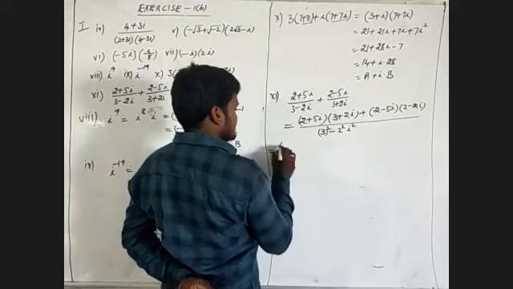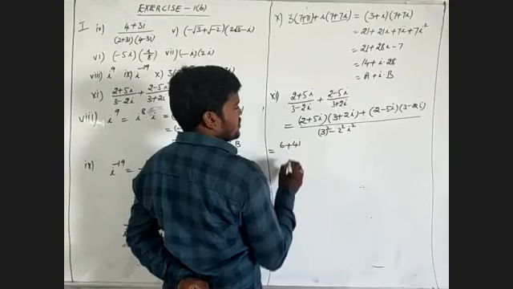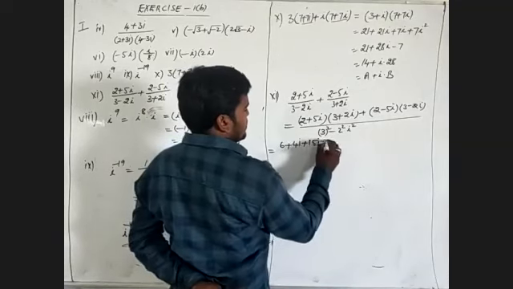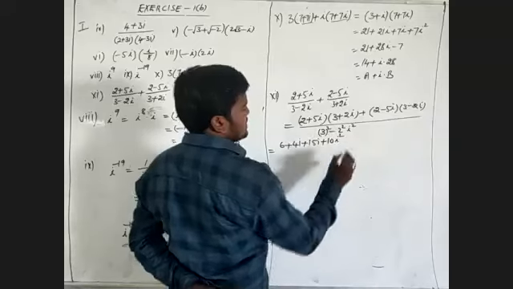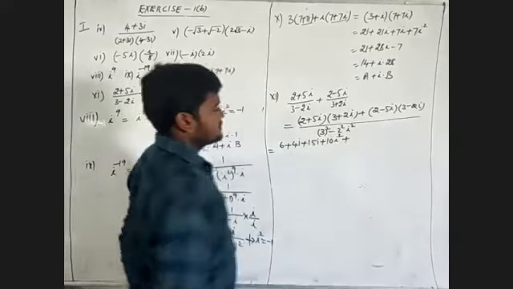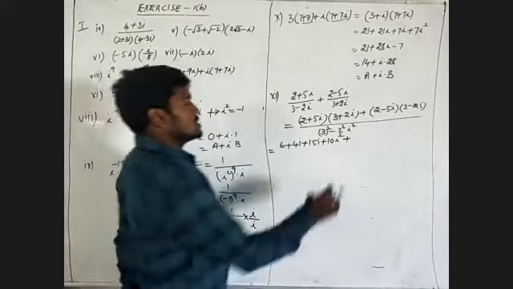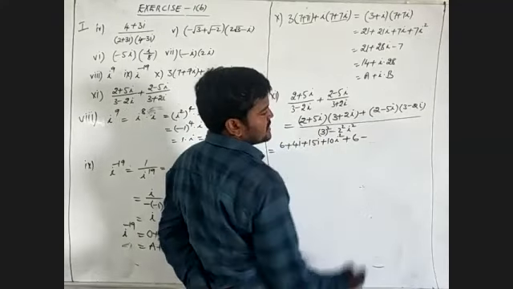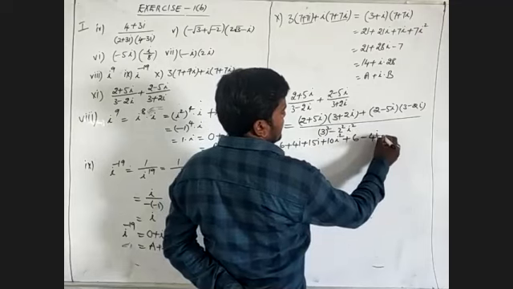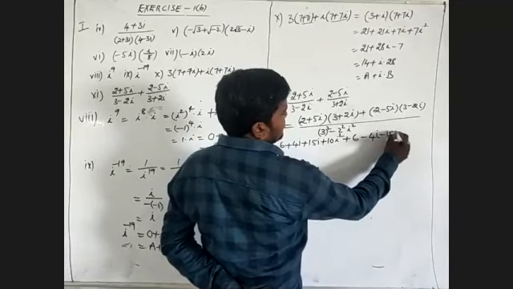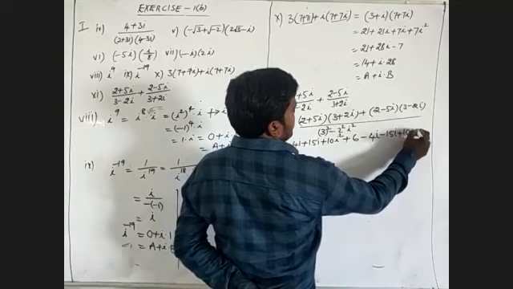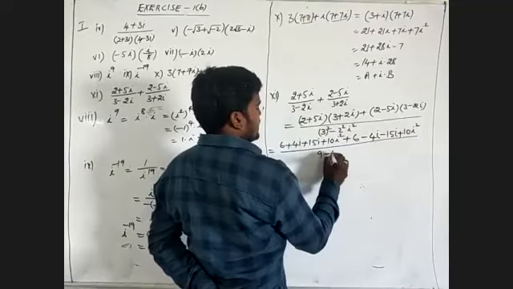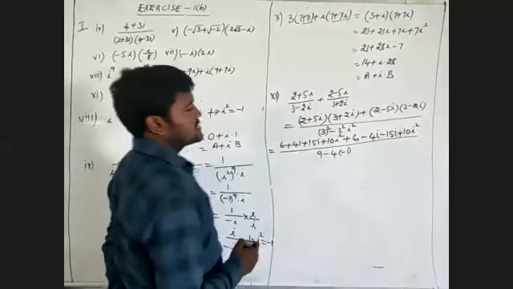2 threes are 6. 2 into 2i is 4i. 5i into 3 is 15i. 5i into 2i is 10 i square. Remaining is 2 into 3 is 6. Plus into minus is minus: 2 into 2i is 4i, minus 5i into 3 is 15i, plus 10 i square. The denominator is 9 minus 4, where i square becomes minus 1. We will observe.